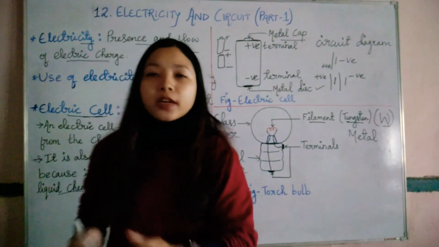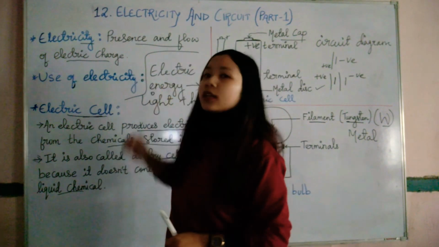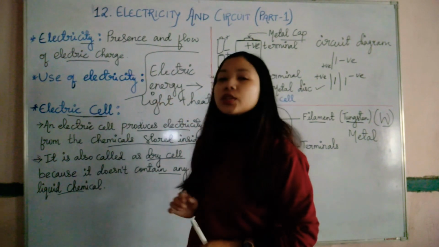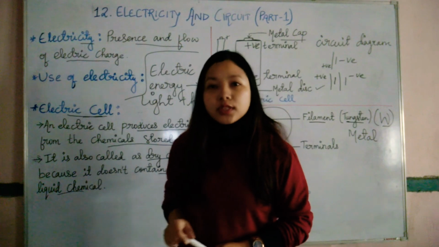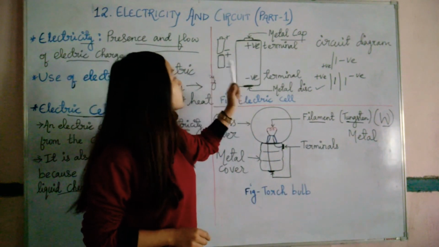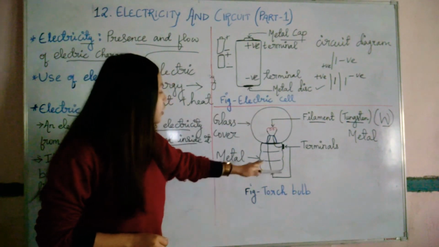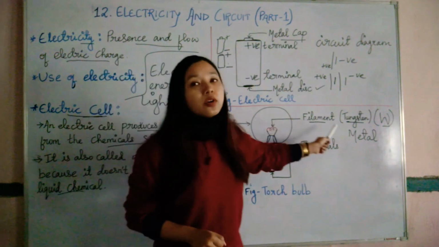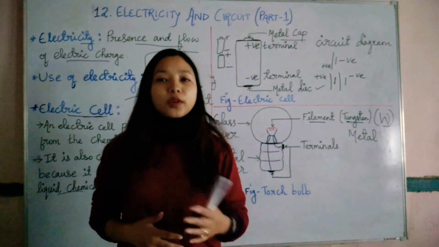I hope you have understood all the topics we have discussed today. We have discussed electricity, which is the flow of current, and the various uses of electricity. Then we discussed the electric cell, its diagram, and its two terminals, positive and negative. Then we discussed the torch bulb, which also has two terminals, and its filament, which is made up of tungsten. In the next video, we are going to discuss the further topic. For now, thank you.